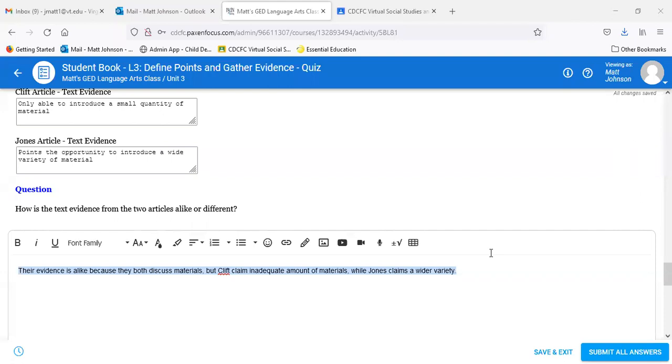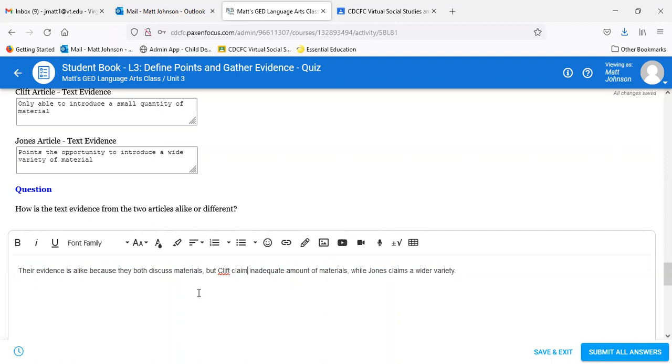Okay. I need to do that first and add the last one. So there we go. There's the one for the Jones article. I forgot to hit enter in the chat there. So there's that, introduce a wide variety of material. And then, how is the text evidence from the two articles alike or different? So their evidence is alike because they both discuss materials, but Cliff claims, see, I am making grammatical errors, but Cliff claims inadequate amount of materials while Jones claims a wider variety. We'll talk about subject-verb agreement in unit 4.